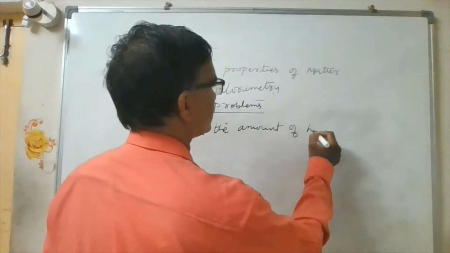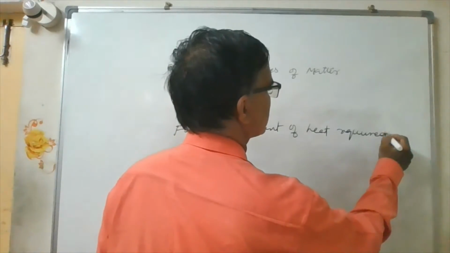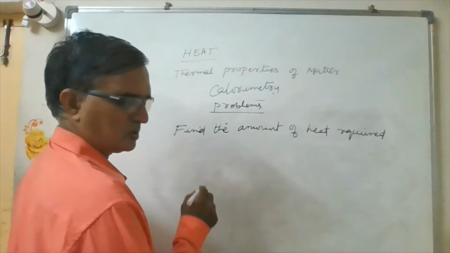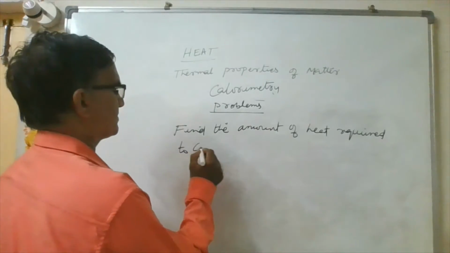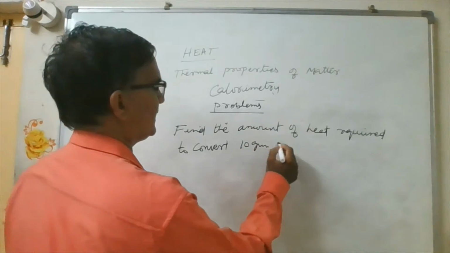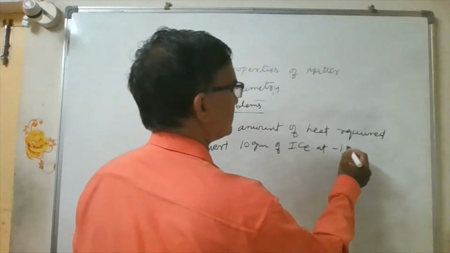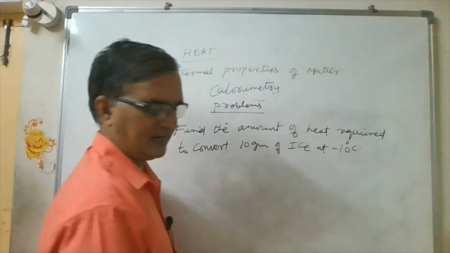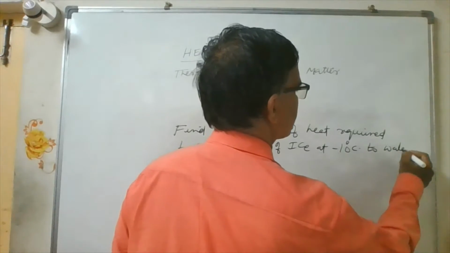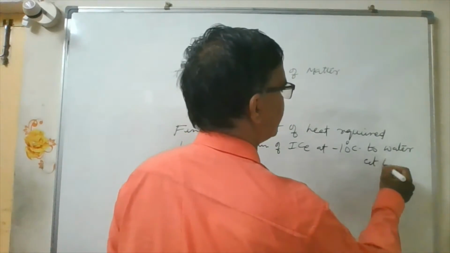Find the amount of heat required to convert 10 grams of ice at minus 10 degrees centigrade to water at 100 degrees centigrade.